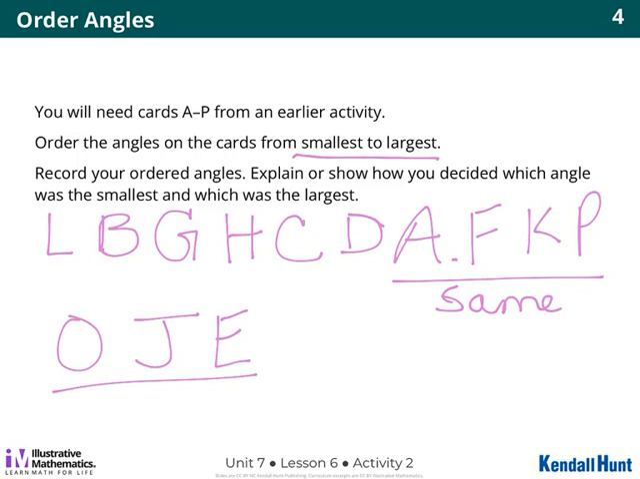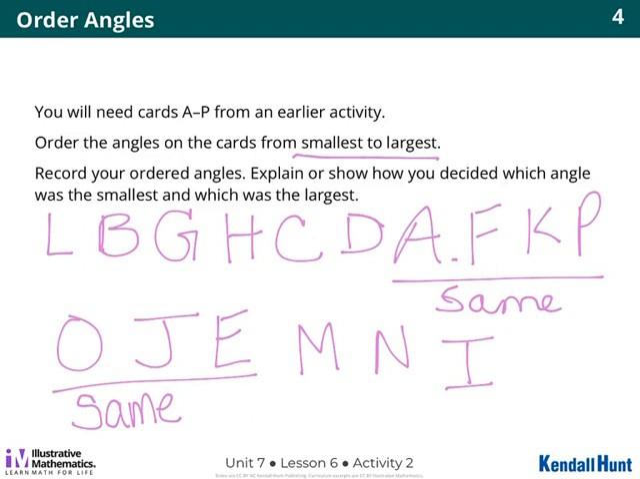Why would they make these the same? Probably to prove to me that a protractor would have been a better use of time. Oh yeah, that's the same. These are also the same. Then M, N, I. I is your straight angle, right? Yeah. The biggest one.